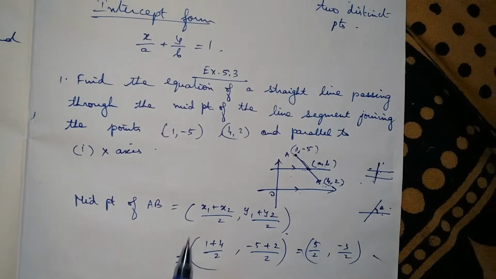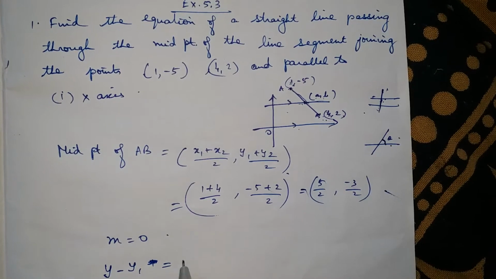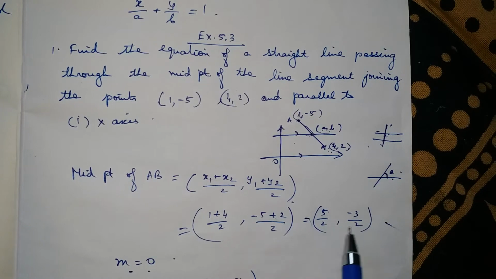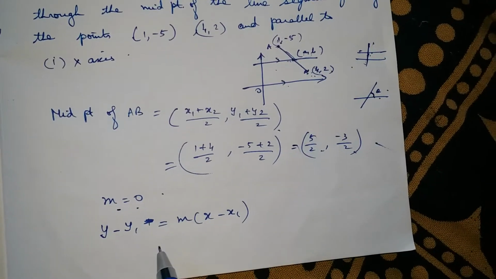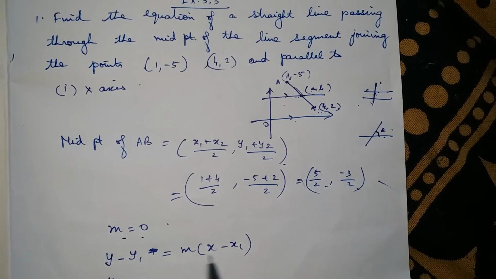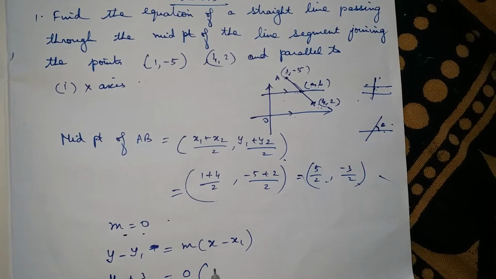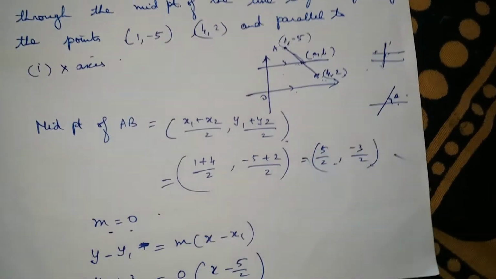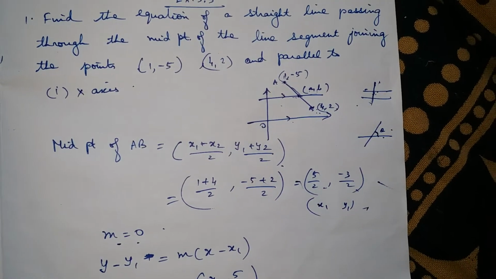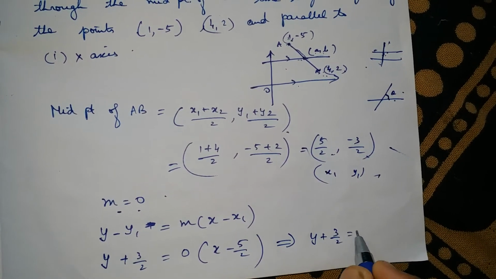And so you know your formula, y minus y1 is equal to m into x minus x1. That is when one slope and your point is given. So this is the point-slope form. So y minus y1 is what? Minus of minus 3 by 2, so it becomes plus 3 by 2. It is equal to 0 into x minus x1, which is 5 by 2. So here this is your x1, this is your y1. Now you know 0 into anything will give you 0. So y plus 3 by 2 is equal to 0.